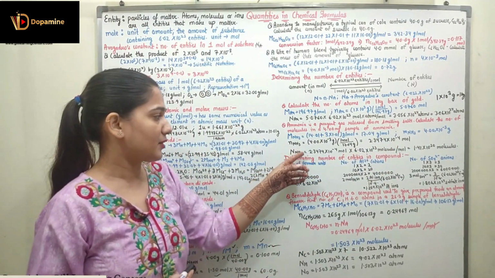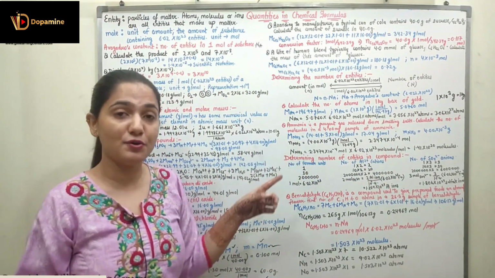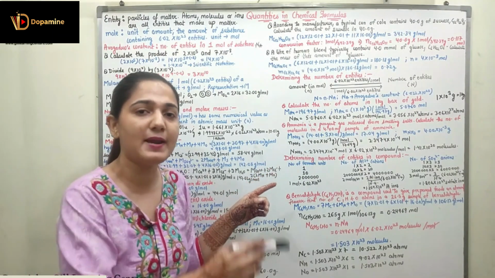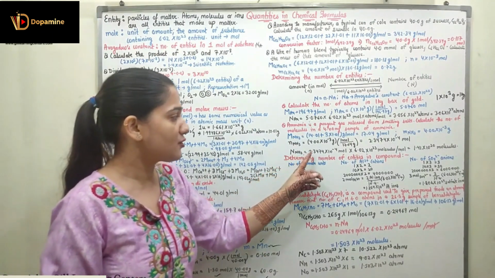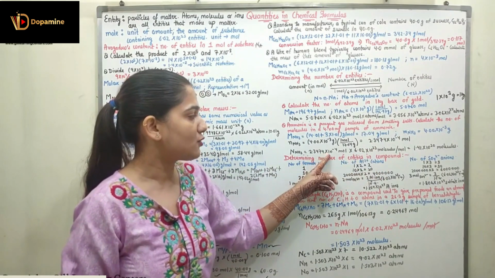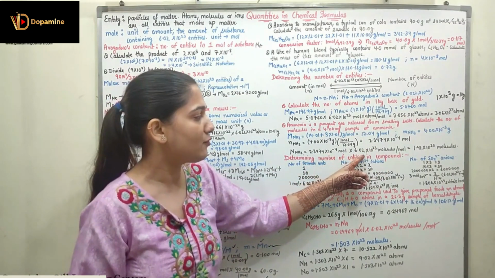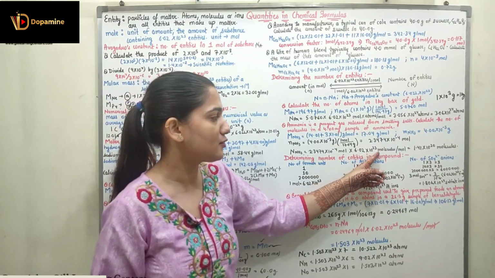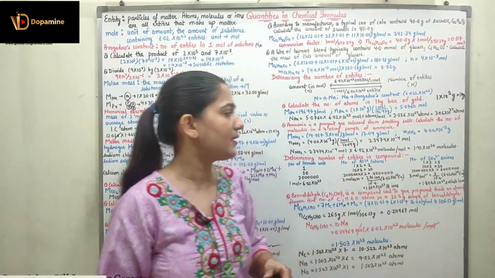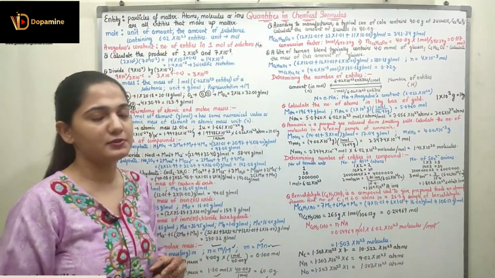Right, so if I know the number of moles, I can find out the number of entities. How? By multiplying with the Avogadro constant. So what is the number of moles? 2.3474 into 10 raised to power minus 4, multiplied with the Avogadro's number 6.02 into 10 raised to power 23, I will be getting the number of molecules, which is 1.41 into 10 raised to power 20 molecules.